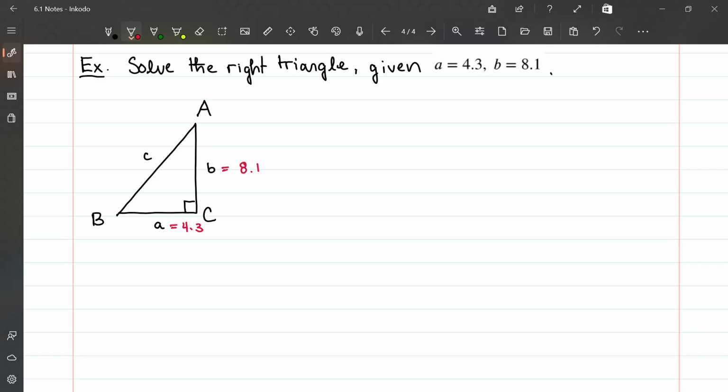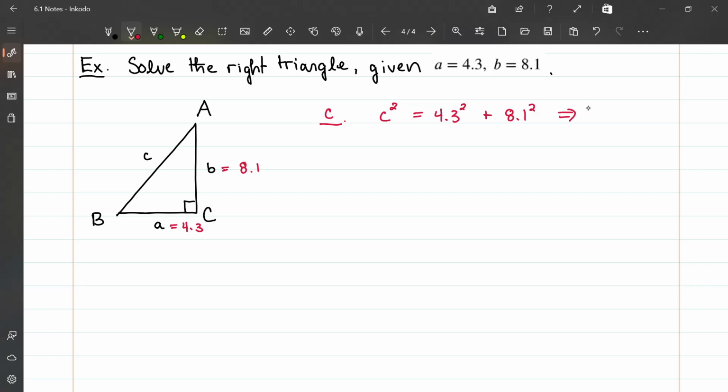And now, once again, we're looking for the easy pickings, the things we can do without too much expenditure of effort. Since I was only given side lengths, it sounds to me like we may as well use the Pythagorean theorem to get little c. So let's go ahead and do that up here. If I want to find little c, I know that little c squared is equal to little a, 4.3, squared, plus little b, 8.1, squared.